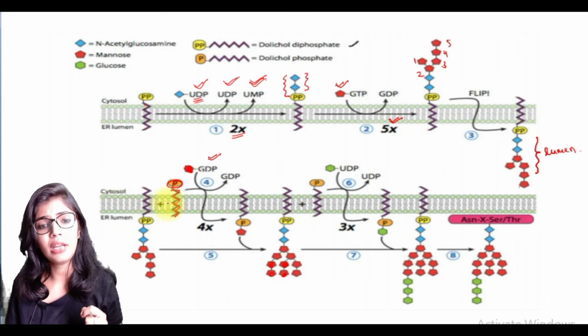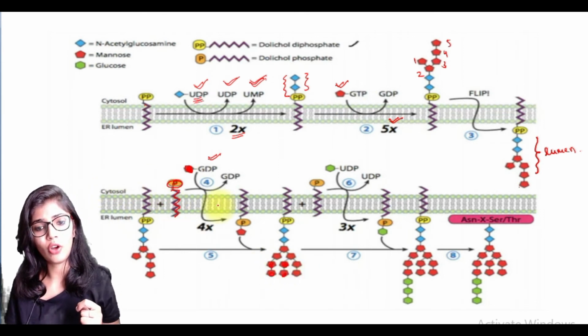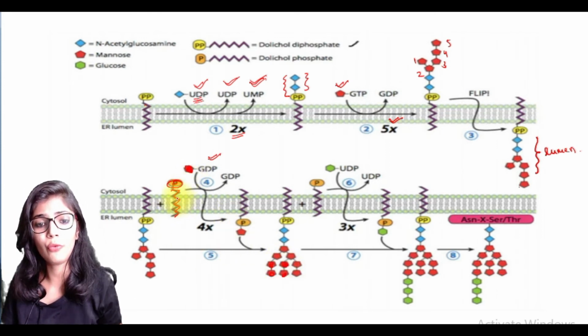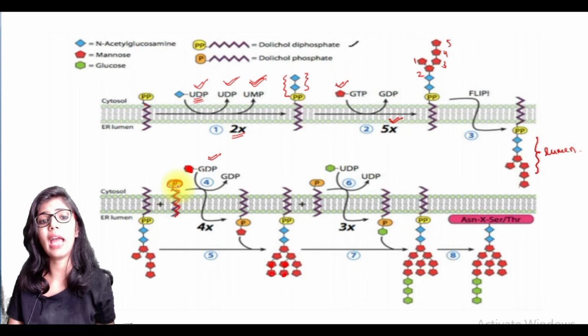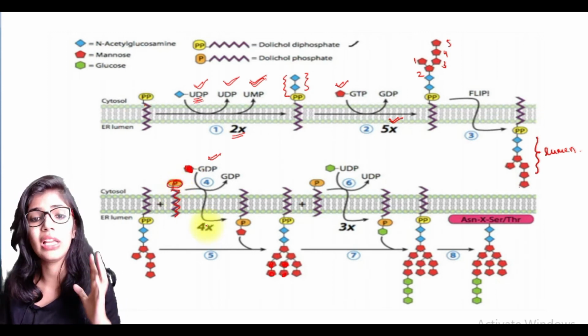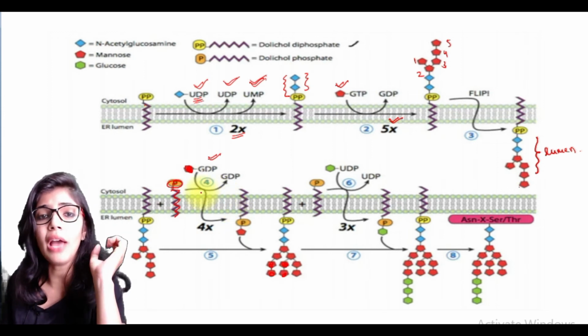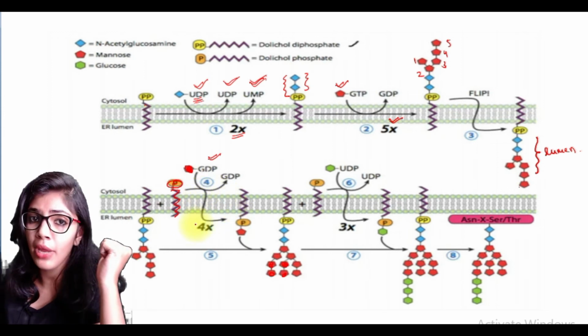When one mannose is coming here, the dolichol is bringing one mannose molecule. Again it is moving into the cytoplasmic area to bring another mannose molecule. In this way, this process repeats 4 times. Now we have completed the mannose. Now what do we have to add?